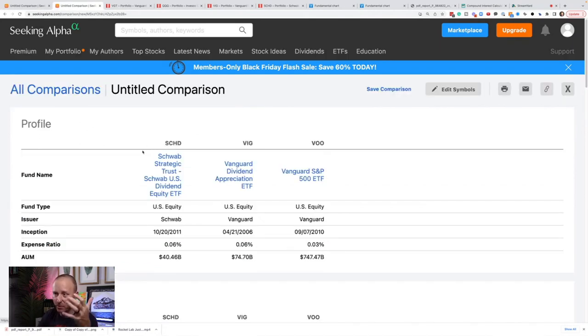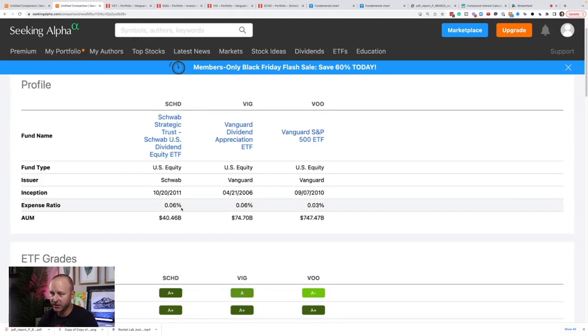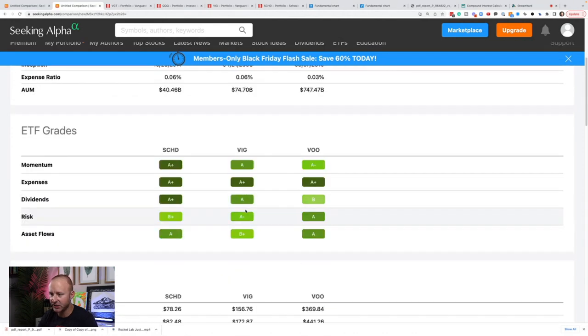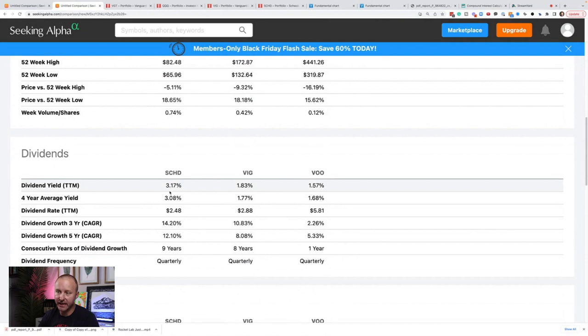The two premier dividend ETFs, the only ones that I would consider owning with the stage of investment that I'm at, SCHD and VIG. Expense ratio is cheaper than the other two, 0.06, and then 0.06 for VIG as well. Pay much higher dividends, right? SCHD pays a 3.17% trailing 12-month dividend yield. VIG pays 1.83%. The dividend growth rate is very strong, 14% for SCHD over the last 3 years. VIG is at 10.8%. And then over the last 5 years, 12% for SCHD, and VIG is at 8%.